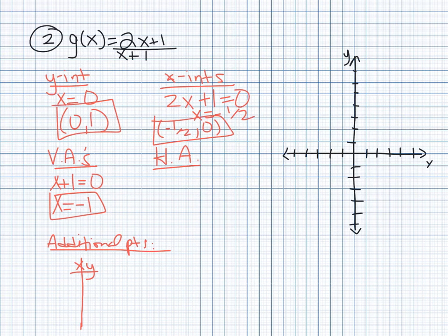The horizontal asymptote, this one's a little bit different from the last one. If you look at your rules, you might notice that the degrees of the denominator and numerator are equal. You'll notice that they both are, the highest term is an x.